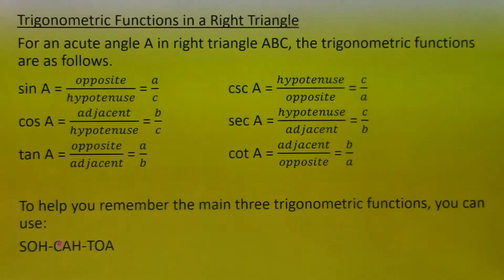So this means cosine is what? Adjacent over hypotenuse. Cosine of A is adjacent over hypotenuse. There it is. And finally, the T here represents tangent. O again stands for opposite. A again stands for adjacent. So the tangent is the opposite over adjacent. Here it is. There it is. So this SOHCAHTOA is kind of a device you can use to help you remember these three main trig functions. Okay.